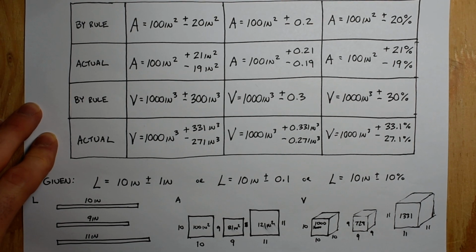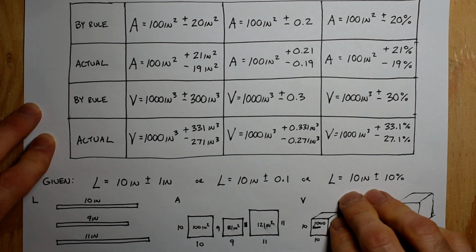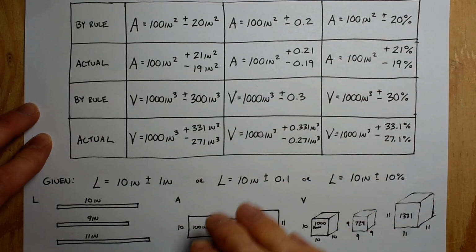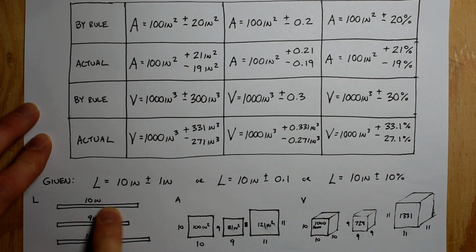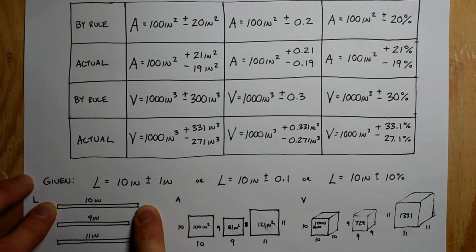Alright, I'm making shorter videos, and this is on uncertainty, and this is real simple. Yeah, it's not simple, but it's real simple. So you have a 10-inch length. It could be anything. And it has an uncertainty of 1 inch. It could be either 9 inches or 11 inches.